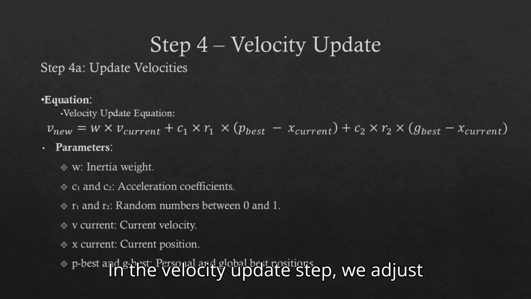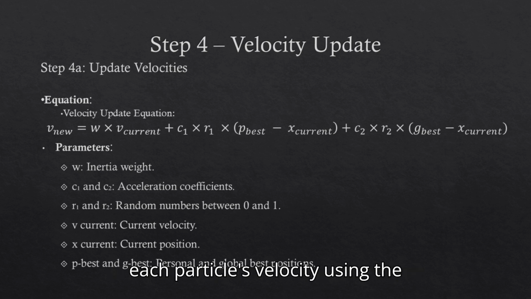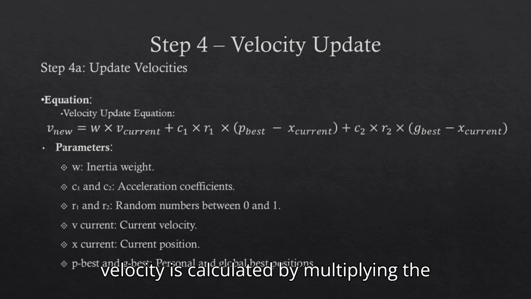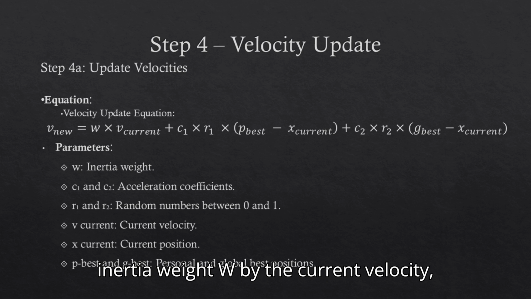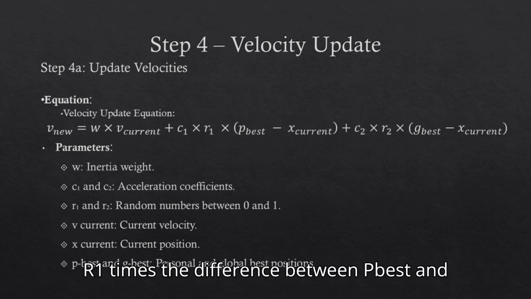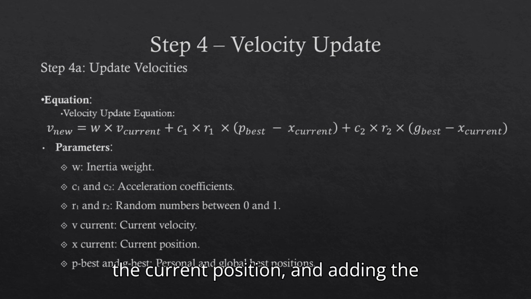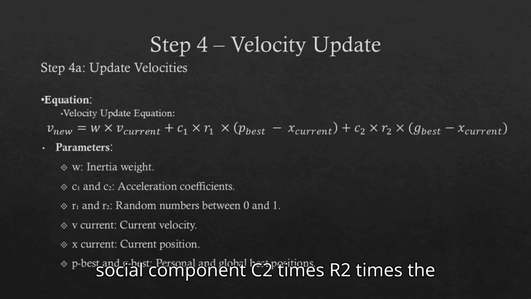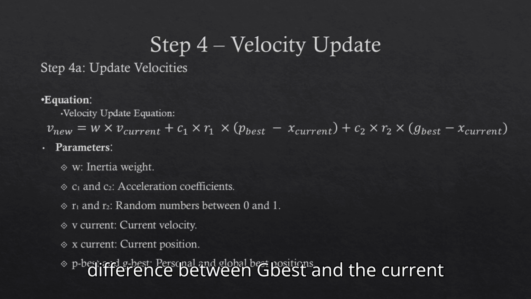In the velocity update step, we adjust each particle's velocity using the velocity update equation. The new velocity is calculated by multiplying the inertia weight W by the current velocity, adding the cognitive component C1 times R1 times the difference between PBest and the current position, and adding the social component C2 times R2 times the difference between GBest and the current position.